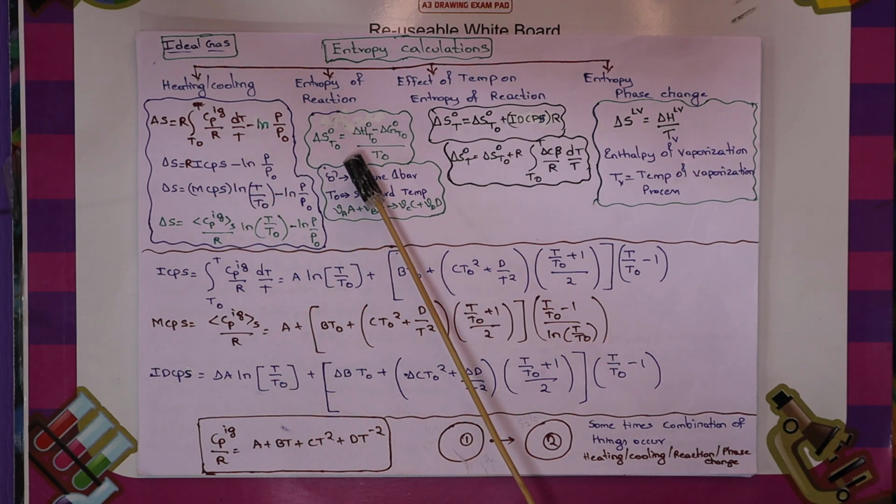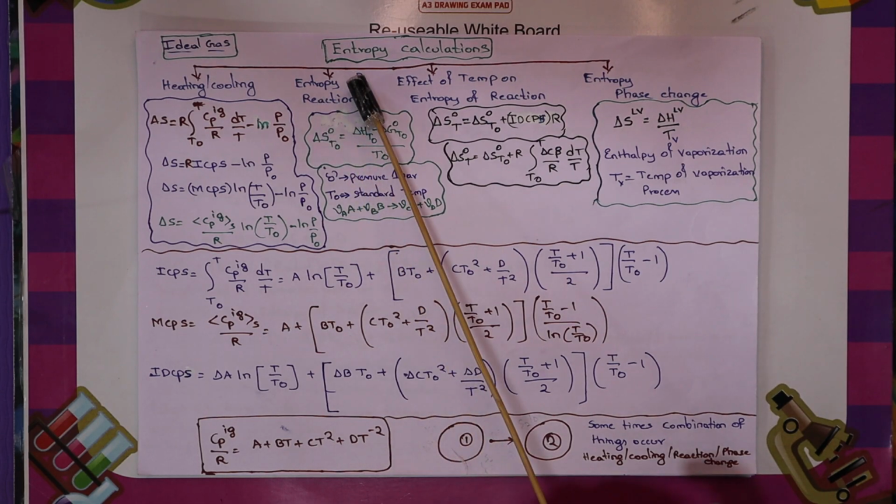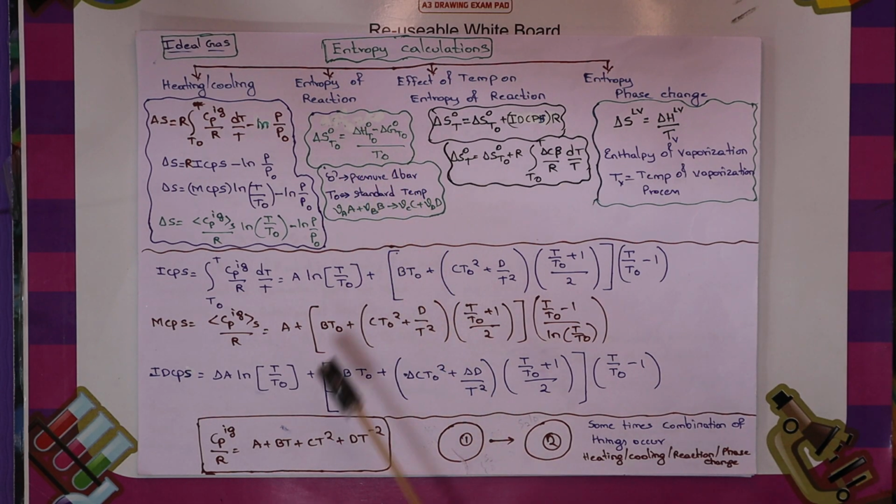In the present class we are going to discuss entropy change because of the reaction, because just as entropy changes with heating and cooling, entropy is involved with the reaction as well. How do we calculate the change in entropy during the reaction? And if you know the change in entropy at one particular temperature, how do we estimate the change in entropy for the same reaction at a different temperature? That is the concept of the effect of temperature on entropy of reaction. And finally, entropy in the phase change process.